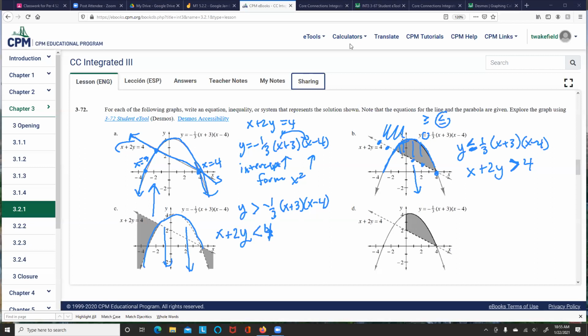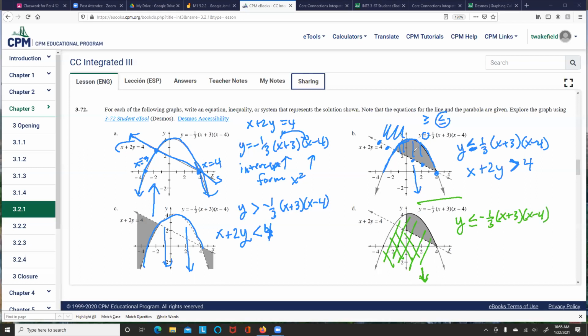Okay, last one here. Let's see. So where are the shadings basically? Actually, there are 3 shadings. They made it a little tricky. They didn't put this little section right here. Let's say in terms of the parabola, we want to shade inside the parabola, right? So what is that? Y is greater than or less than? It's basically shading down. That's less than or equal to, because it's a solid parabola, less than or equal to negative 1/3 x plus 3 times x minus 4.